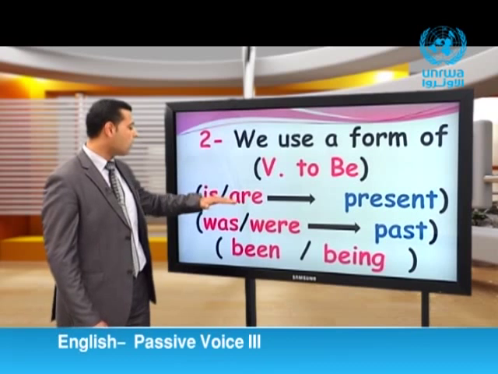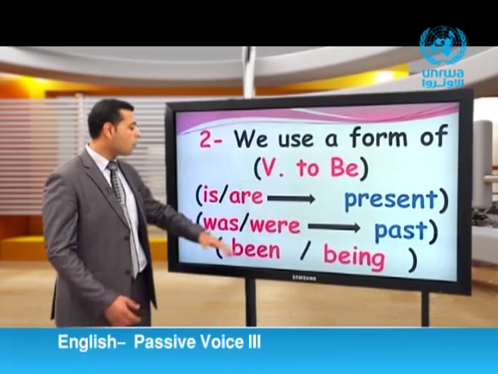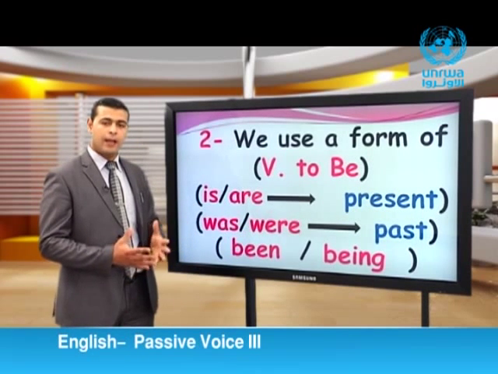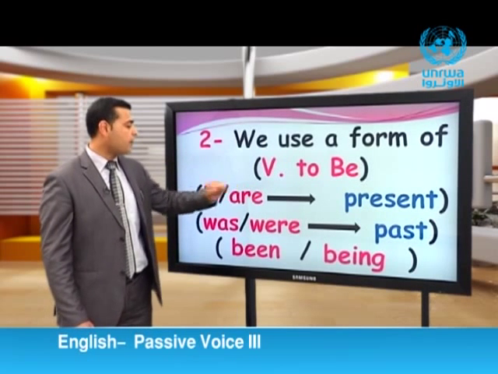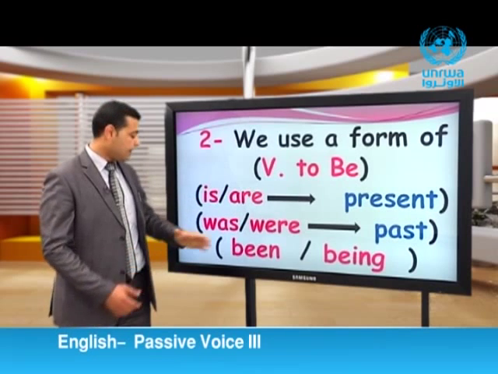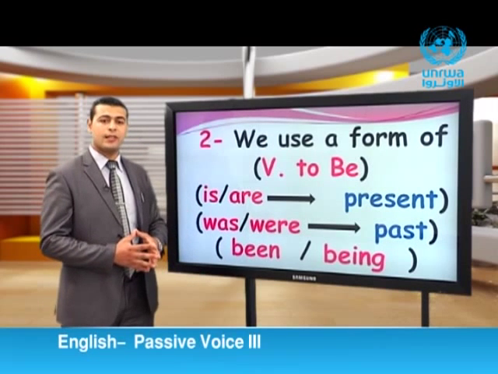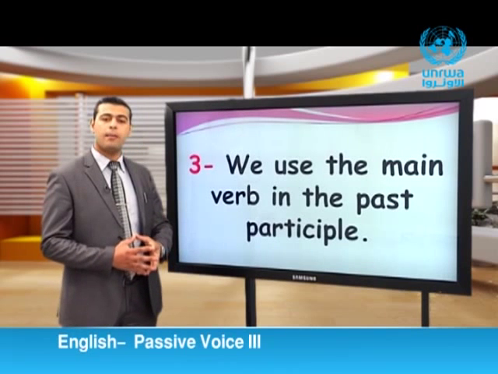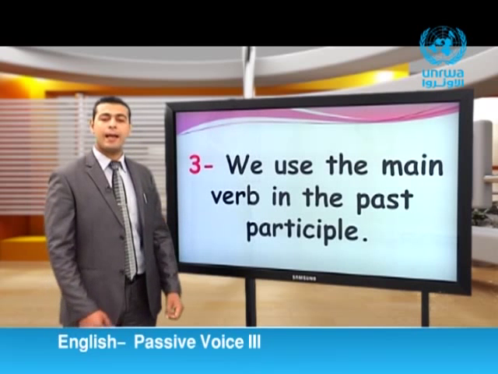Here, we use is or are in the present, was or were in the past, or we can use been or being. Of course, been is for the perfect tenses, being for the continuous tenses. Step number 3, we use the main verb in the past participle.